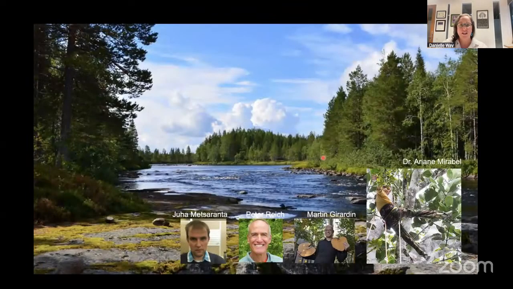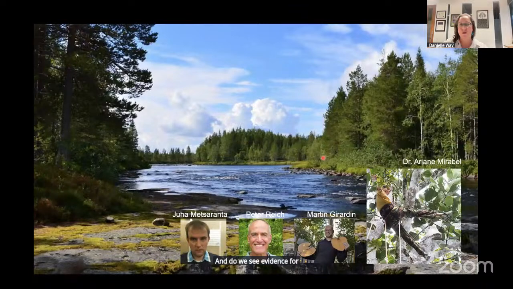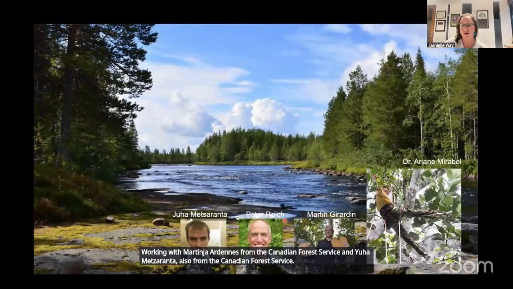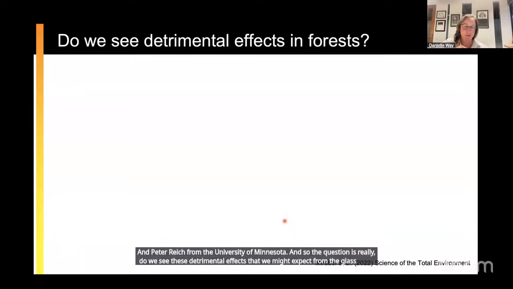So the question is, to what extent can we actually think about how forests are responding by using these large-scale experiments? And do we see evidence for reductions in growth or reductions in carbon uptake out in the field? This is work that was led by our postdoc, Dr. Achaïen Mirabel, working with Martin Girardin and Juha Metsäranta, both from the Canadian Forest Service, and Peter Reich from the University of Minnesota. The question is really, do we see these detrimental effects that we might expect from the glasshouse and from this big spruce experiment in the real forests over the last few decades?